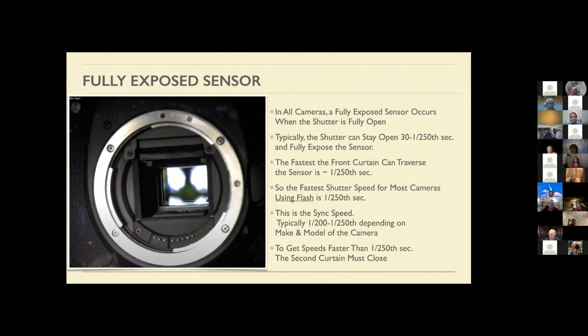So the fastest that the shutter speed can go in most cameras, believe it or not, is only 1/250th of a second. This is called the sync speed. And in most cameras, it's somewhere between 1/200th to 1/250th of a second, depending on the make or the model. Now you may say, well, my camera shoots much faster than that. And yes, it does. How do they do that?